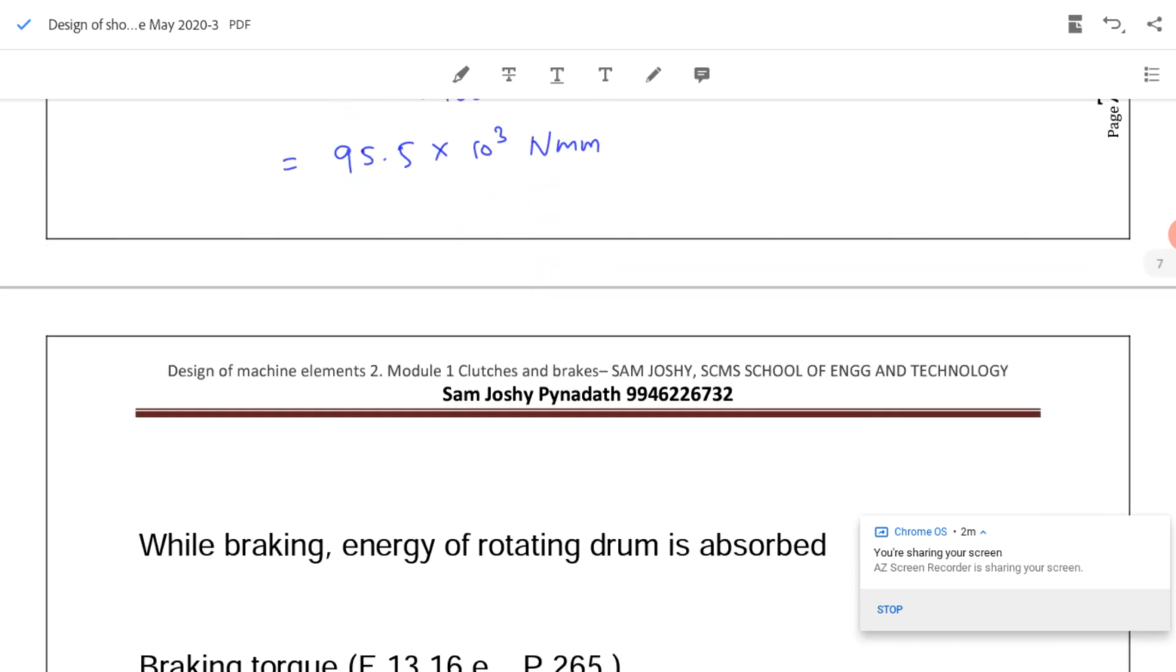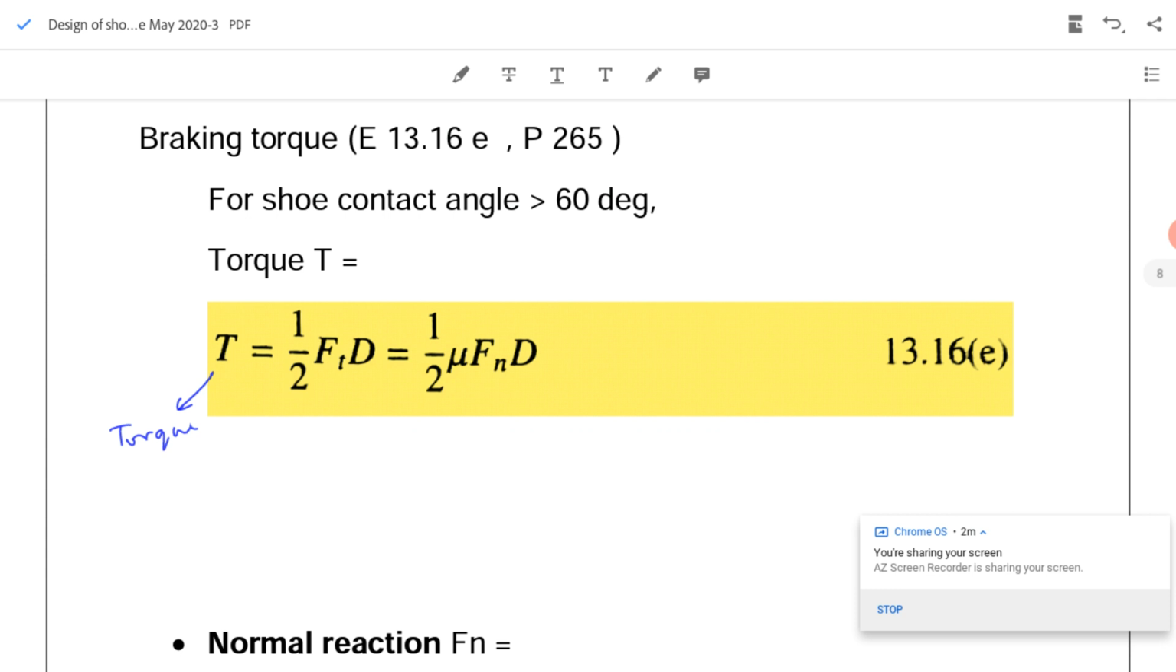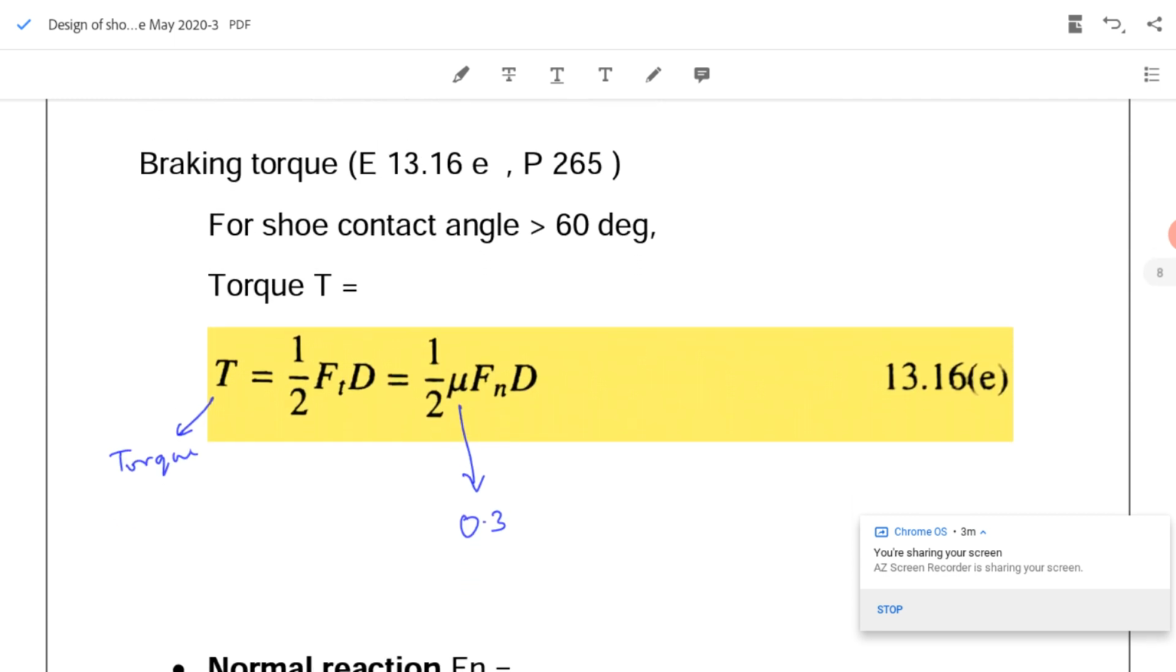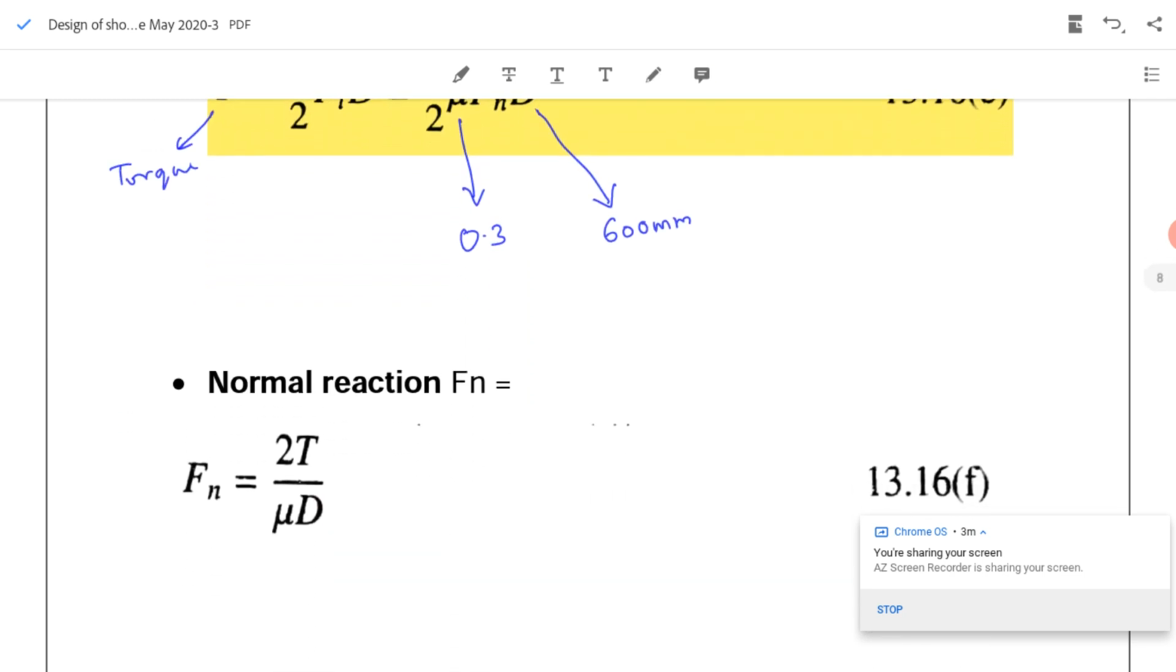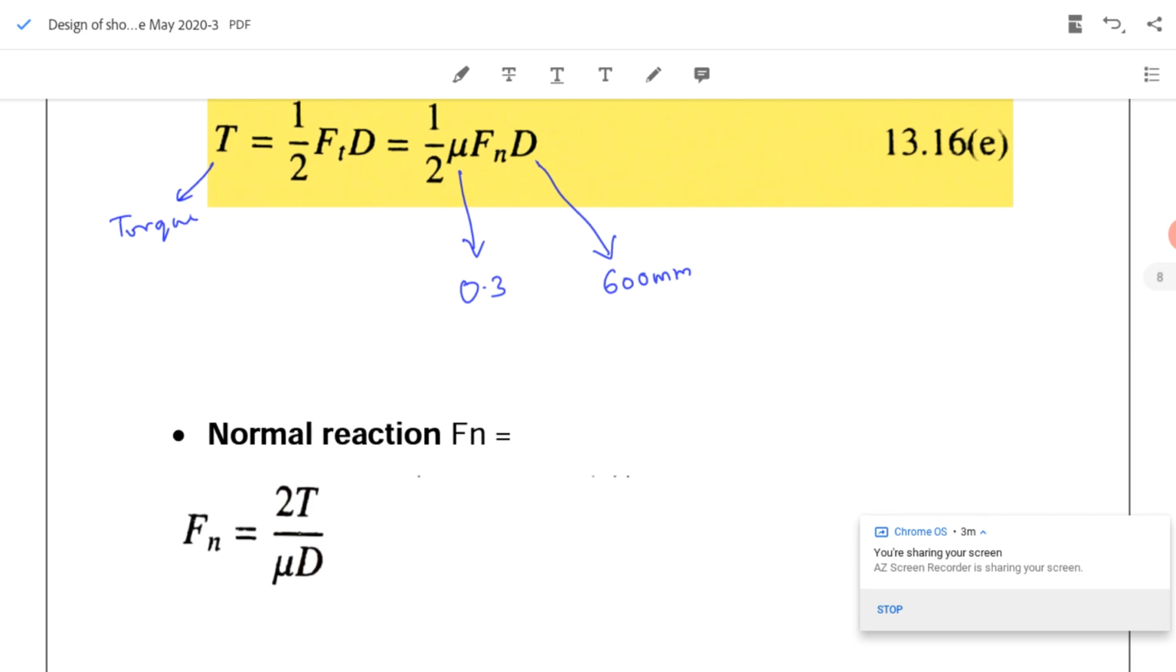Then I can go to this equation. Here mu is given, mu equal to 0.3. D is the diameter of the brake drum. Diameter of the brake drum is given as 600 mm. Substituting all these values, I can get the value of normal reaction. Fn equal to 2T by mu D. We will get that value equal to 1061 newtons.